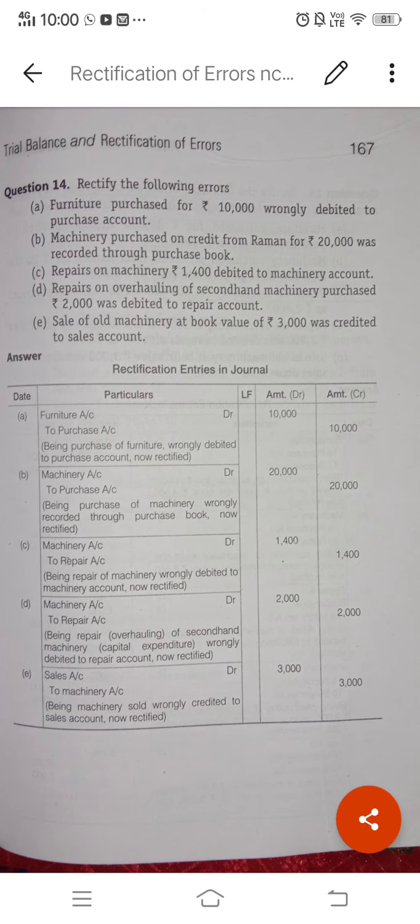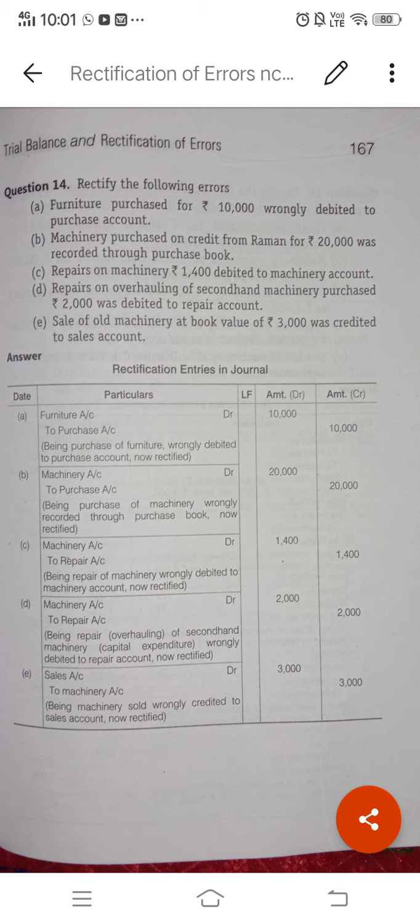Okay, so see the 14th sum. Furniture purchased for 10,000 was wrongly debited to the purchase account. So what is the entry for the furniture purchased? That is furniture account debit to cash account, but it was wrongly debited to the purchase account. The purchase account is a debit balance, so there is an excess debit balance of 10,000. In order to cancel that, we have to credit the purchase account with 10,000.